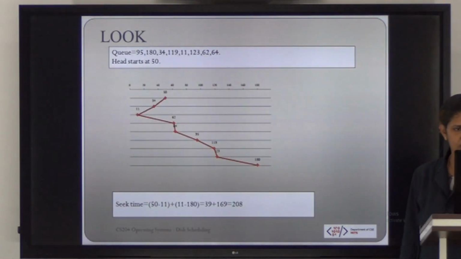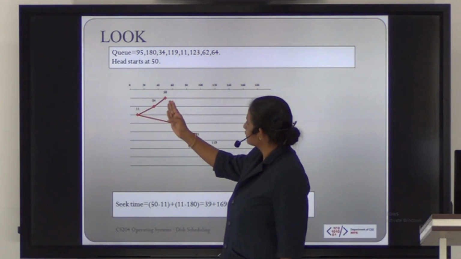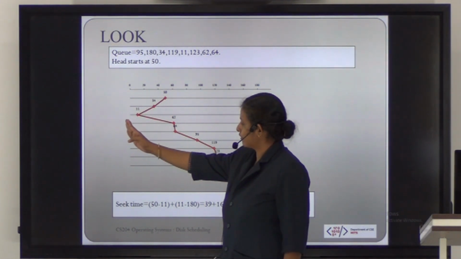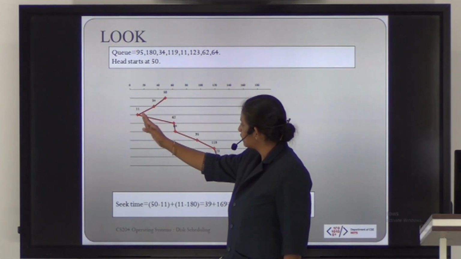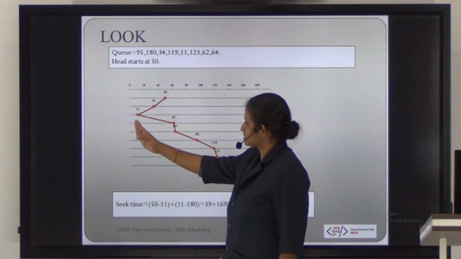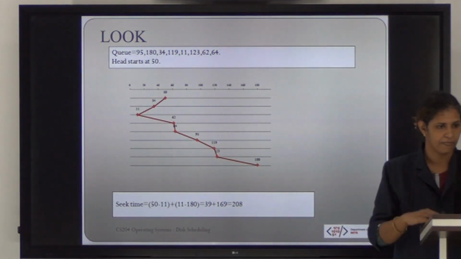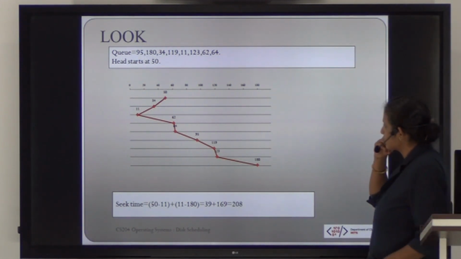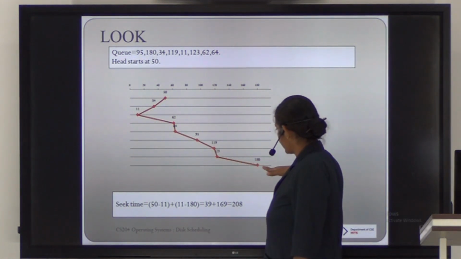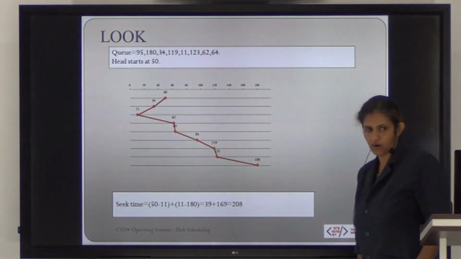But in the case of look, while processing the requests, here 50, 34 and 11, there is no request after the 11. Therefore, the head moves to the other direction. It does not go to the extreme end. This is the difference between look and the scan algorithm. Similarly, in this case, we can find out the seek time. Here, 50 minus 11, 11 minus 180. We can get the number of movements as 208.